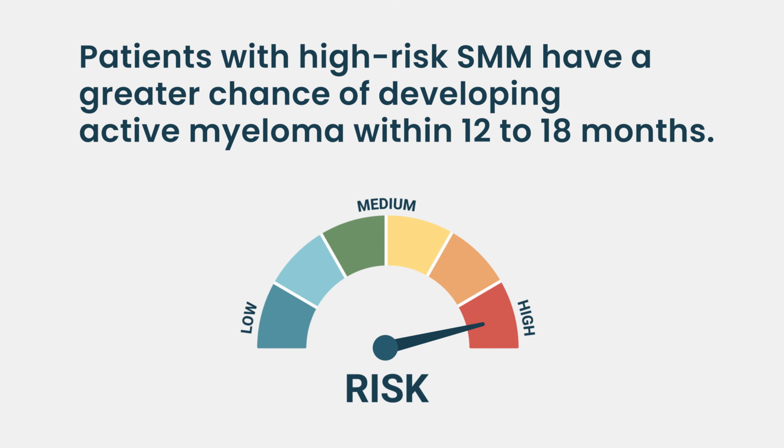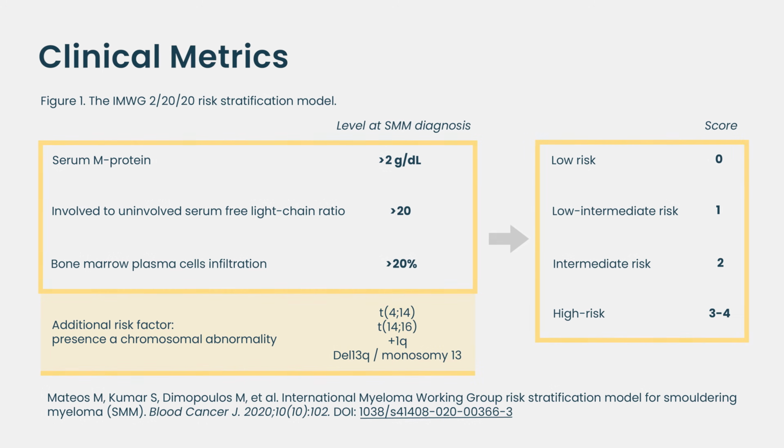What is high-risk smoldering myeloma? So high-risk smoldering multiple myeloma is typically characterized based on an individual's likelihood of progressing to overt multiple myeloma in the near future. And we use several key clinical metrics to understand a patient's risk.